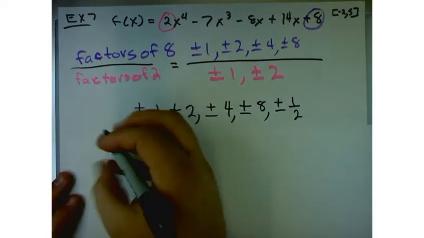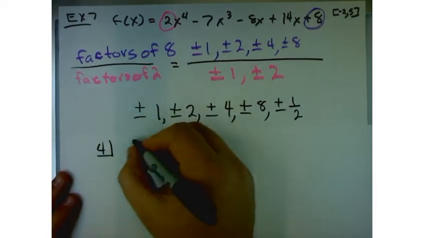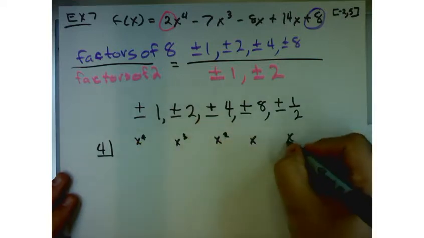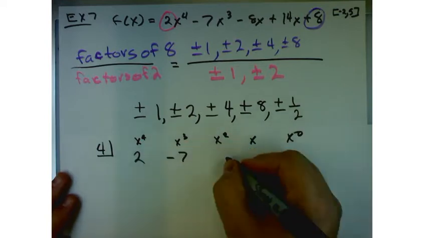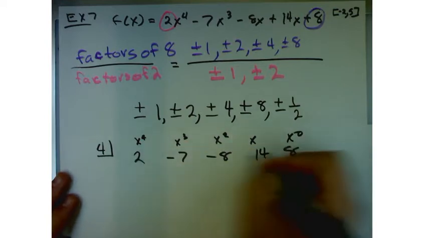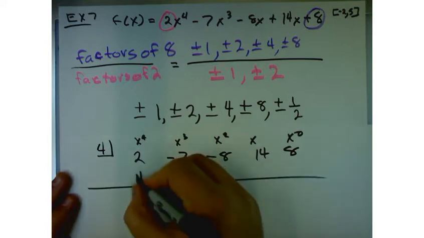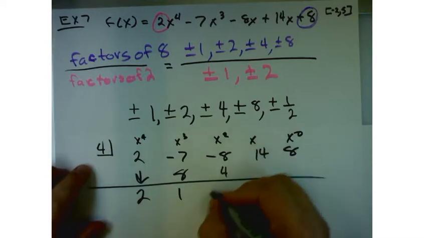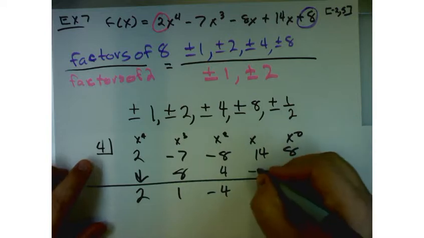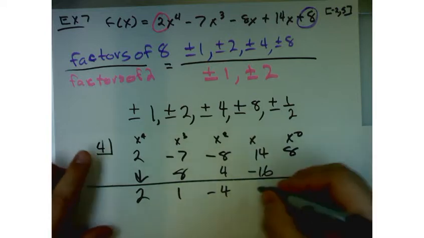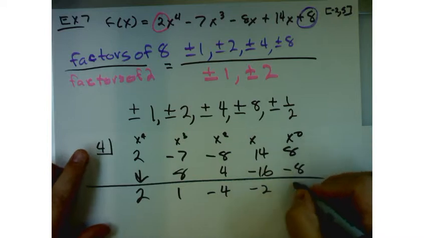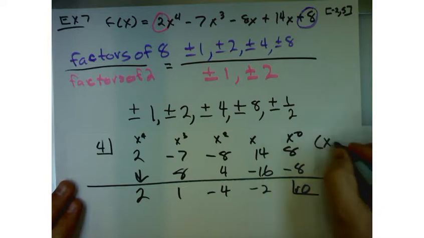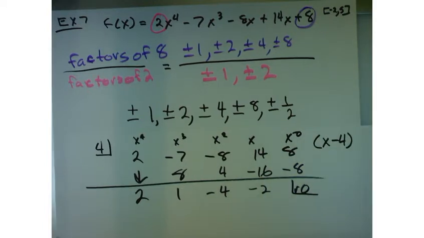8? 4? Sounds good. So then what I want to do is I'm going to say x to the 4th, x to the 3rd, x squared, x to the 0, and write down the coefficients: 2, -7, -8, 14, and then 8. Plug away. Drop my 2. 2 times 4 is 8. That becomes a +1. 4 times 1 is 4. That becomes a -4. 4 times -4 is -16. Drop that down, that becomes a -2. 4 times -2 is -8. You have a remainder of 0. So that says that x minus 4 is a factor of this polynomial.